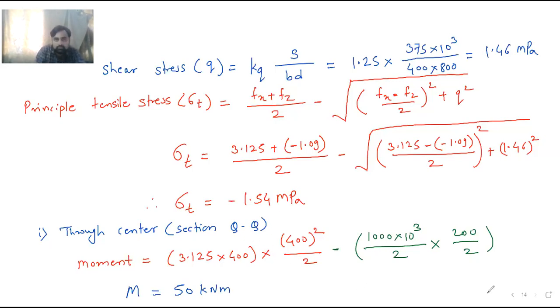Okay, 50 kilonewton meter. So you know the shear stress distribution. At center, your horizontal shear is 0. At center your value of S is 0. Therefore Q is equal to 0. Okay, so in the formula of Q, S is there, so it is 0.